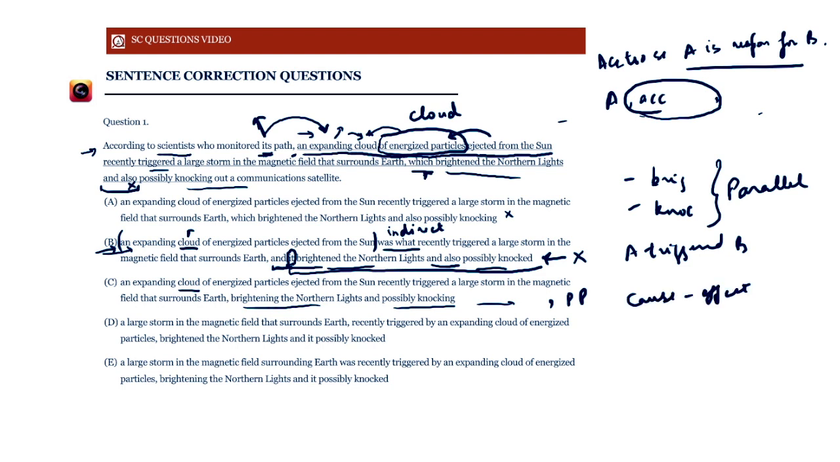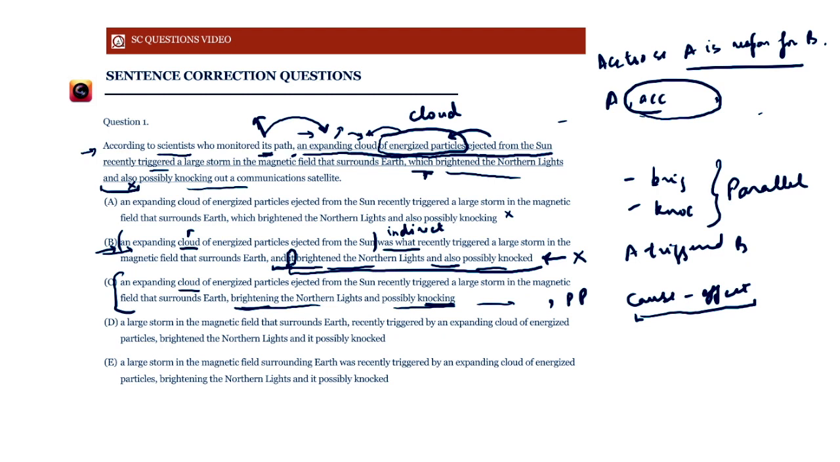That is, your main clause will give you the cause, and the comma plus a present participle gives the effect. Brightening is a present participle, right? There are two present participle modifiers here, brightening and knocking. They are both in parallel, and they give us the effect of what happened in the main clause, which is that the cloud triggered a large storm in the magnetic field. So this event led to the brightening of the northern lights, etc. Well, now it makes perfect sense. Now, keep in mind that for cause-effect relations, where an event is responsible for a certain effect, GMAT does prefer to use the comma plus present participle at the end of the clause structure.